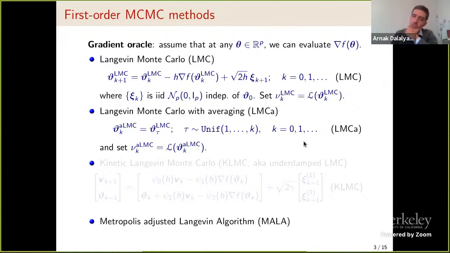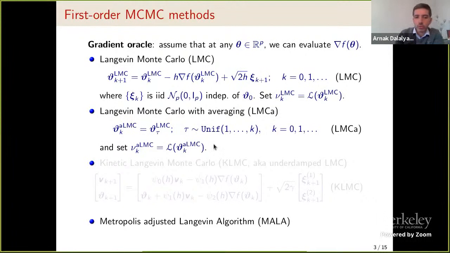The second interesting candidate is the Langevin Monte Carlo with averaging. It's a very simple one and can be seen as a particular case of the LMC. What one has to do is simply draw a random variable tau, which is uniform between 1 and k, so uniform on this discrete set. And then once this tau is computed, we just compute the LMC up to time tau. Okay, so the average LMC will be just a randomly chosen iterate of the LMC algorithm.